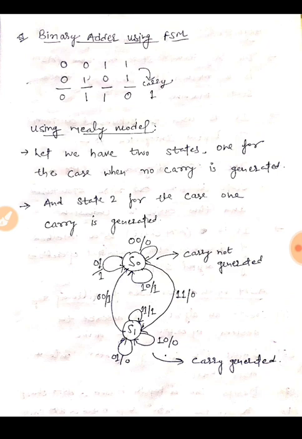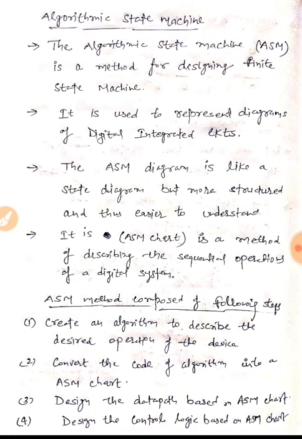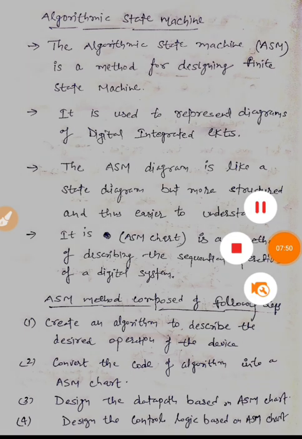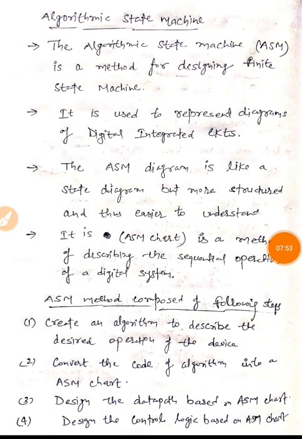So now let's move to the next topic, which is the algorithmic state machines. So what is an algorithmic state machine? It is again also a method for designing a finite state machine. So we will see again how we can design a finite state machine using an algorithmic state machine. It is also used to represent diagrams of digital integrated circuits.